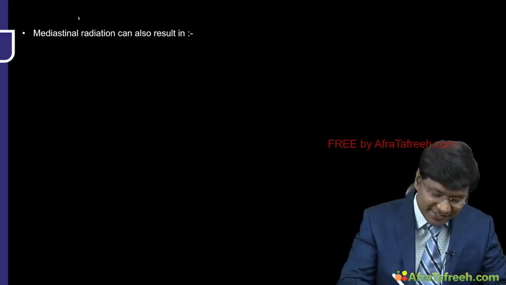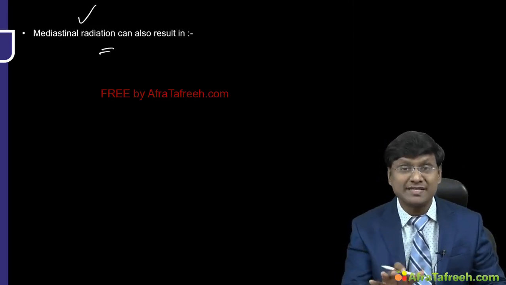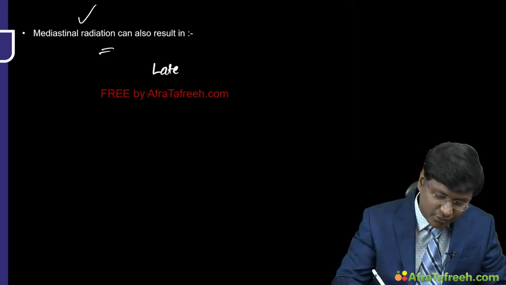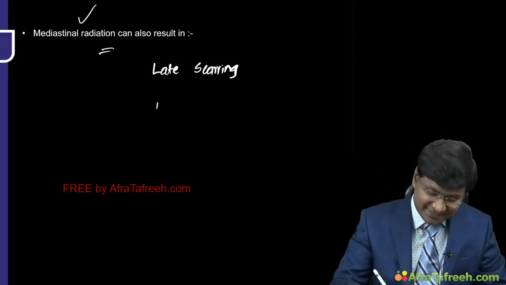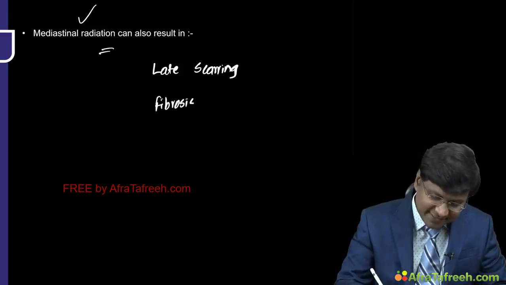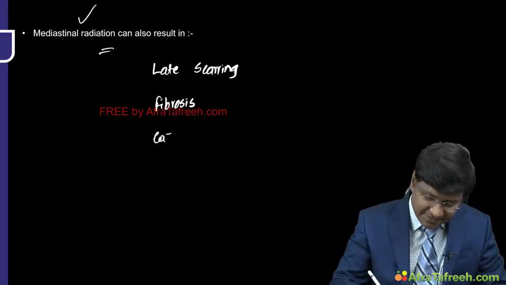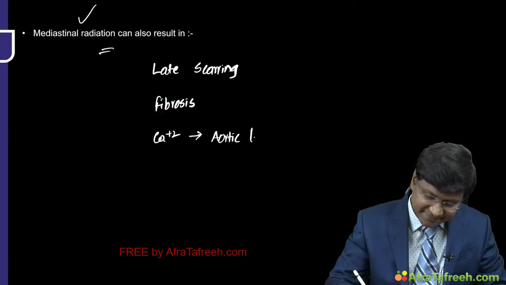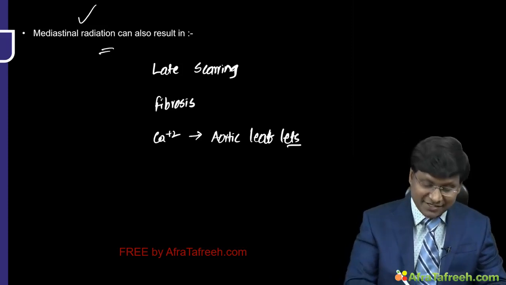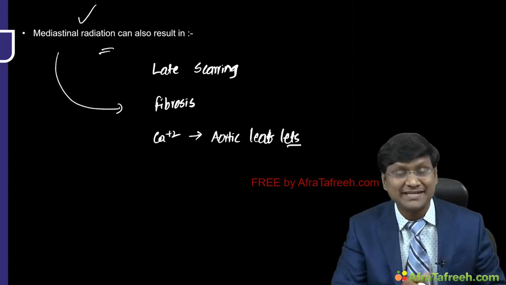And the other etiology is mediastinal radiation. Even this can cause aortic stenosis. And what is the mechanism? Mediastinal radiation will cause late scarring of the aortic valve. There will be fibrosis of the aortic valve, and there will be calcification of the aortic leaflets. So these are the three mechanisms by which mediastinal radiation will cause aortic stenosis.